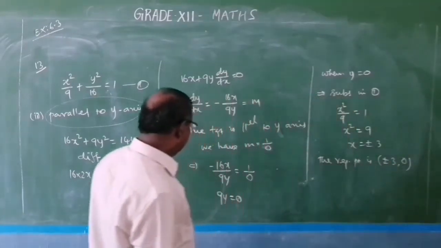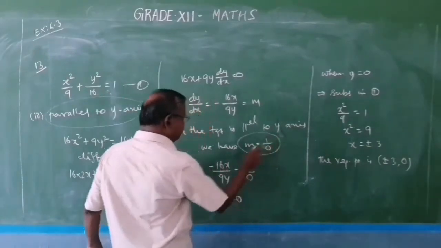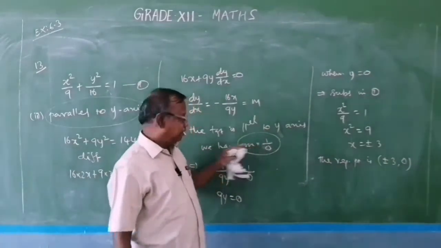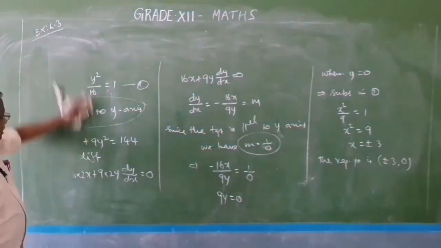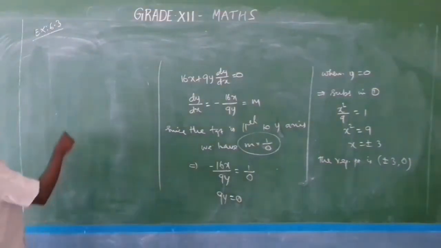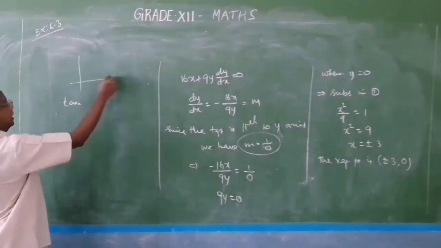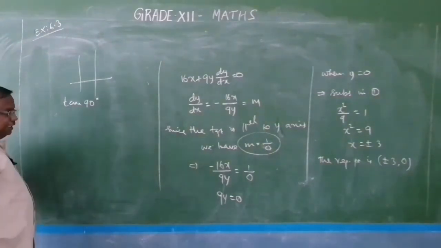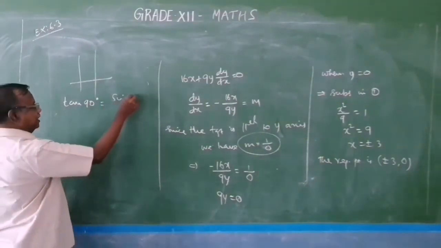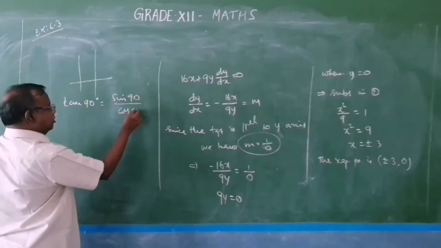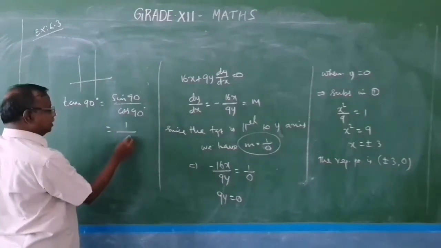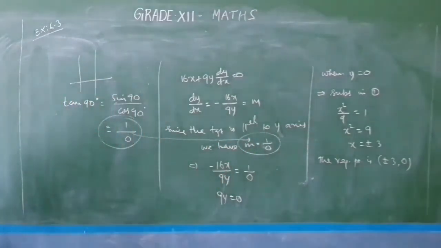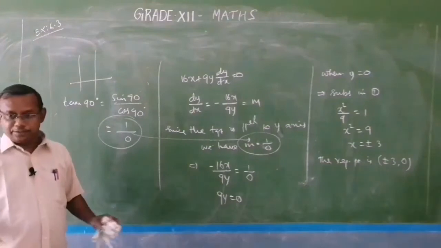One thing you have to note here: why put 1 by 0? Even 10 by 0, 100 by 0, anything by 0 is infinity. But just listen here. When the tangent is parallel to the y axis, the angle theta equal to 90 degrees. Tan 90 equal to sin 90 by cos 90. So sin 90 is 1 divided by cos 90 equal to 0. Therefore, I have taken m equal to 1 by 0. So please take this now. Thank you.